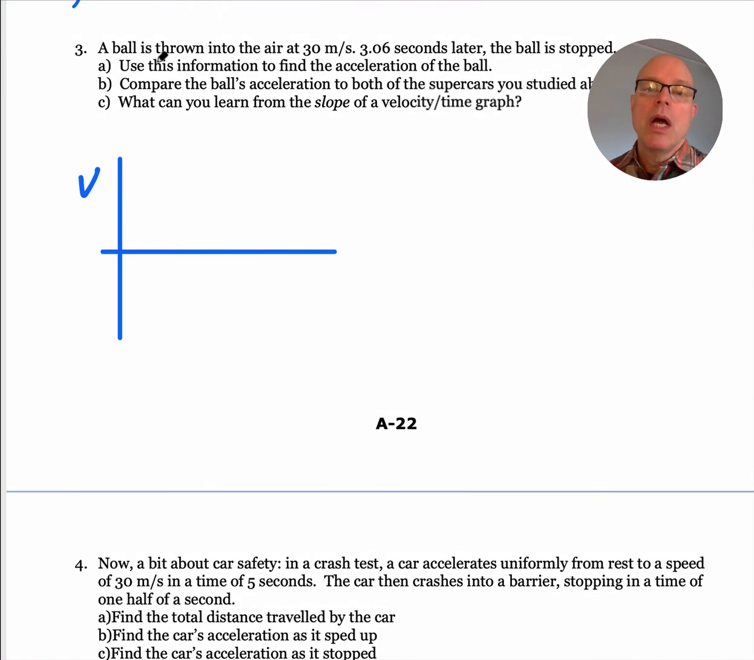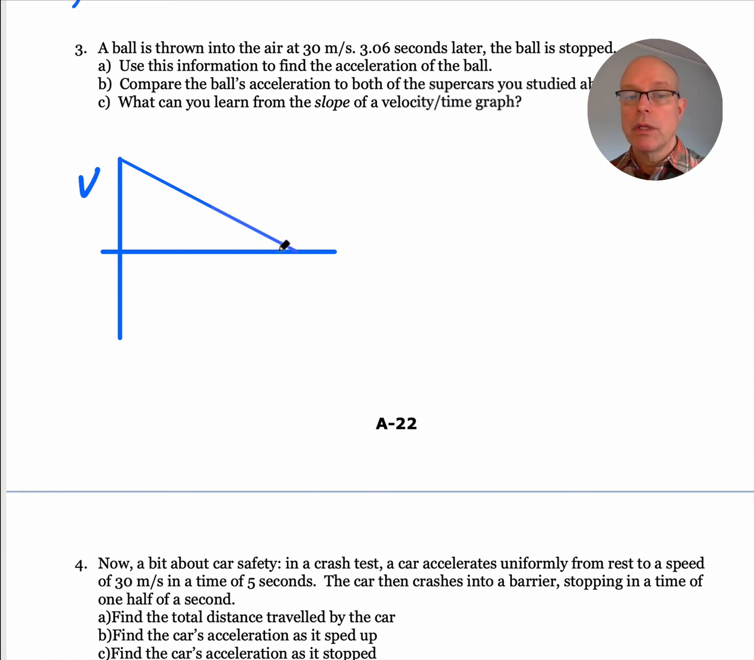In this one, a ball is thrown in the air at 30 meters per second. 3.06 seconds later, the ball is stopped. So not all the graphs are the same. Think about that and put that information onto a graph. Here, the ball is going fast, and then later it slows down and stops. So what I want to do is make basically a car slowing down graph.